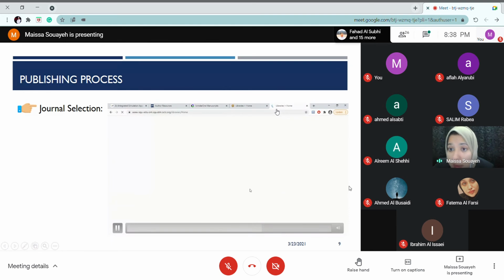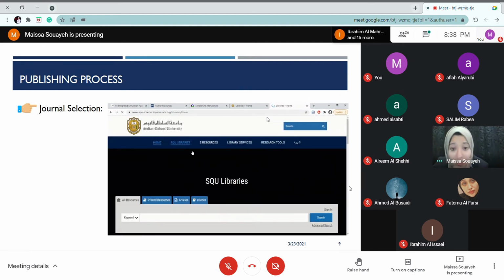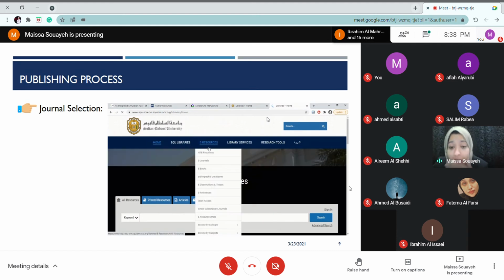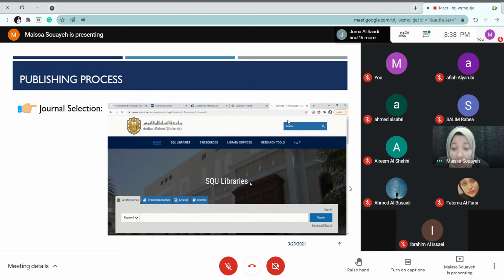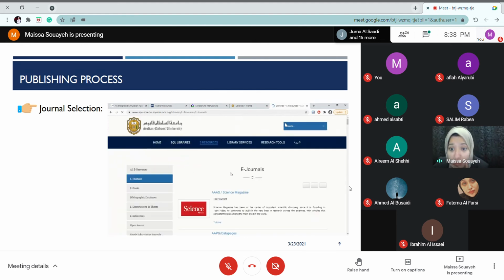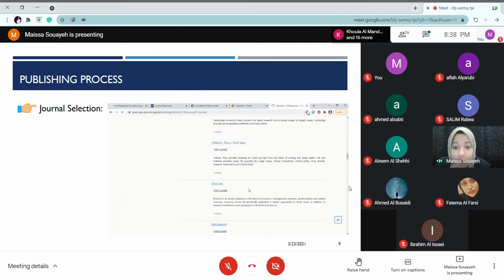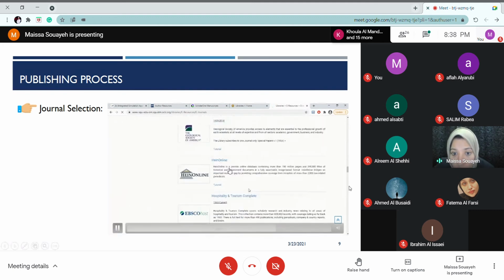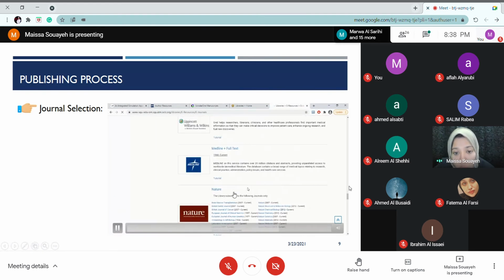I didn't learn about this option until maybe my MSc or maybe my PhD. If I had known that I could access the journals from home, not only from SQ, this would have helped a lot at that time. So we go for OnePetro, check all the e-journals, and then we'll go to OnePetro.